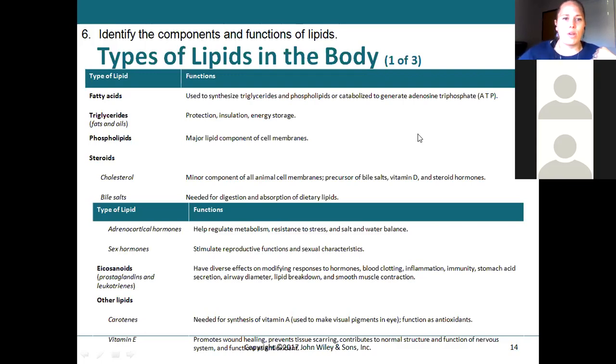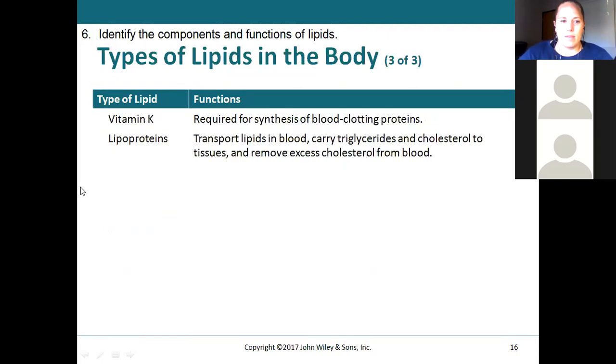Okay, let's keep rolling on here. This is the same slide we just saw. We talked about vitamin K, important for blood clotting, and then lipoproteins. So again, we're talking about the big general functions of lipids in the body. You can see it has a lot of different functions.